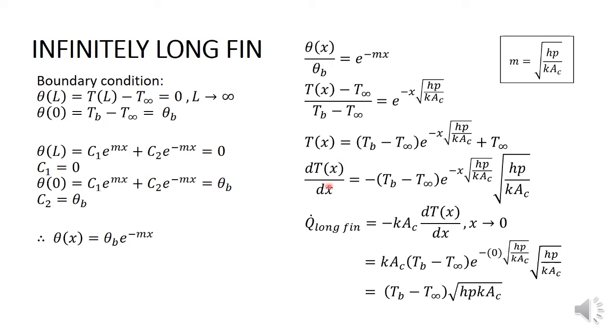Then we differentiate the T x equation and substitute it into the Fourier law of heat conduction equation. We get the rate of conduction of the long fin, which equals T_b minus T infinity multiplied by the square root of hPkA.